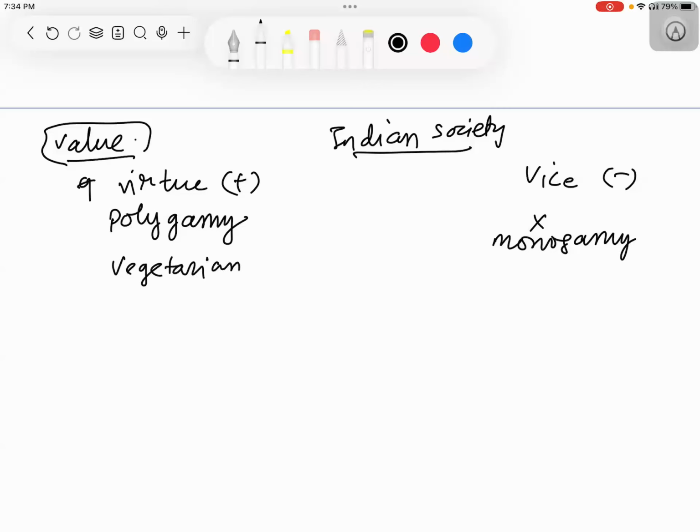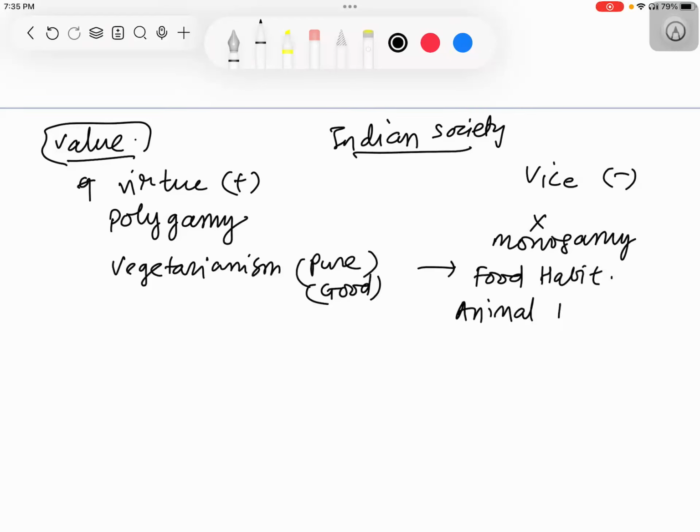Vegetarianism was earlier considered to be somewhat pure, right? Pure or good. Now it is also evolving: food habit and our morality have no link, right? You can be a non-vegetarian and you can still be an ethical person. But again here you will also come across animal rights.